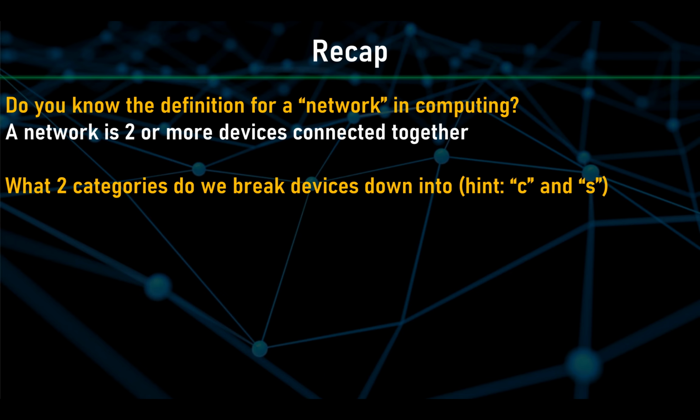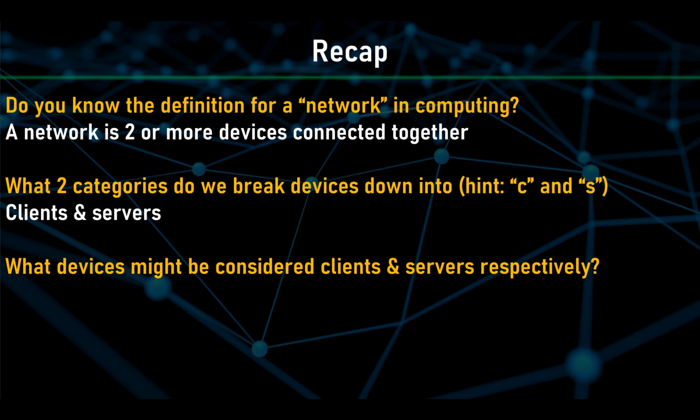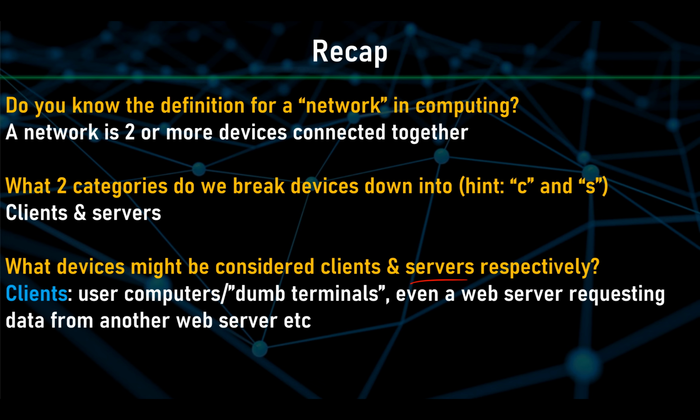Let's try the next one. What 2 categories do we break devices down into? Hint: C and S. Hopefully you know that's client and server. What devices might be considered clients and servers respectively? Clients are anything requesting a resource, so probably a laptop, a phone, or a desktop. Servers would be web servers, email servers, file servers, database servers, and printers.